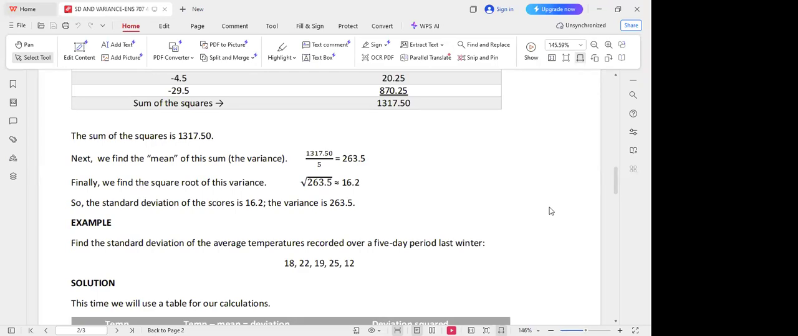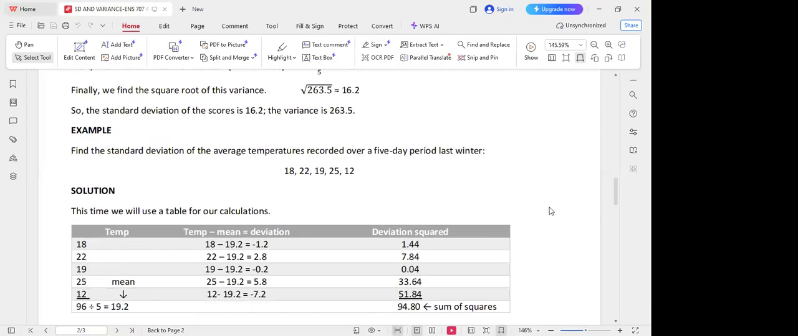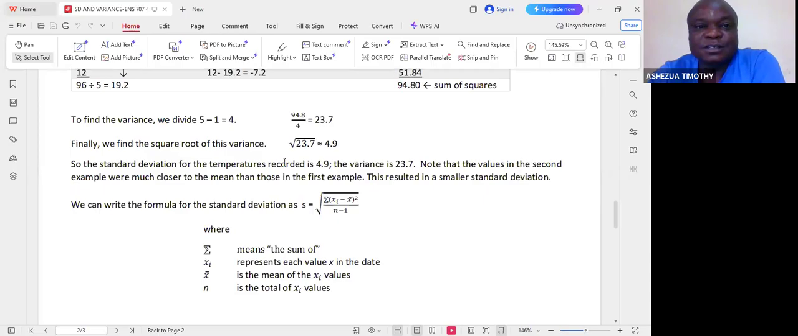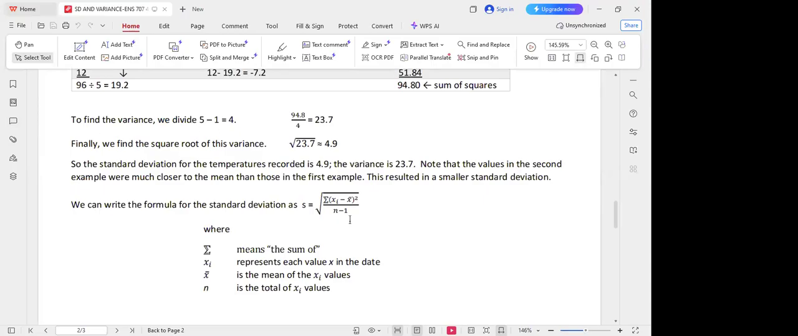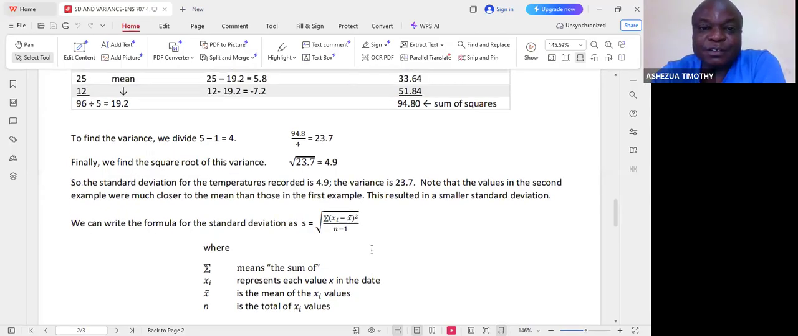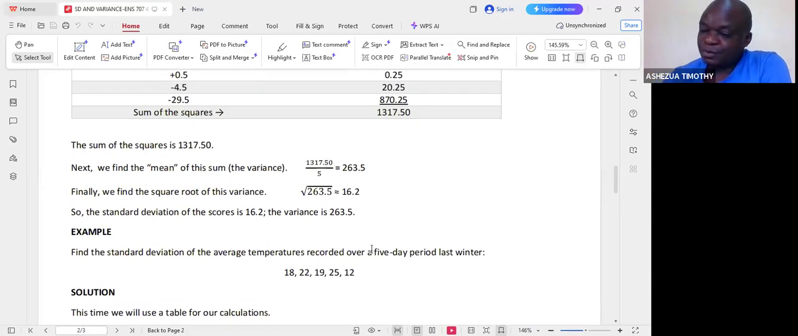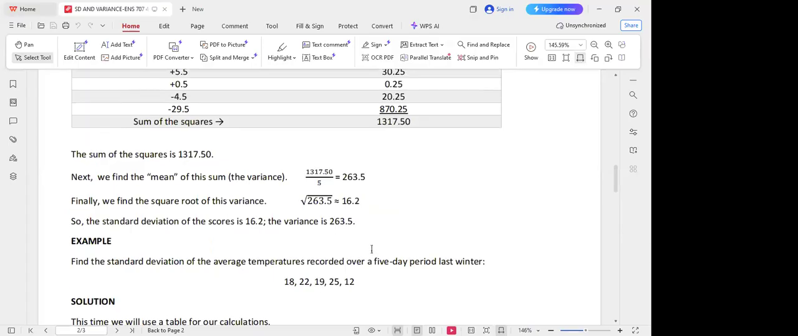I wanted to know how we got 5 here, but I think it's from the formula. This is from the formula. n is n minus 1. Yes, I've got it.